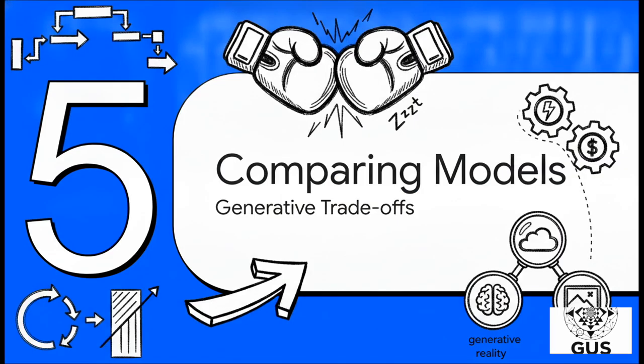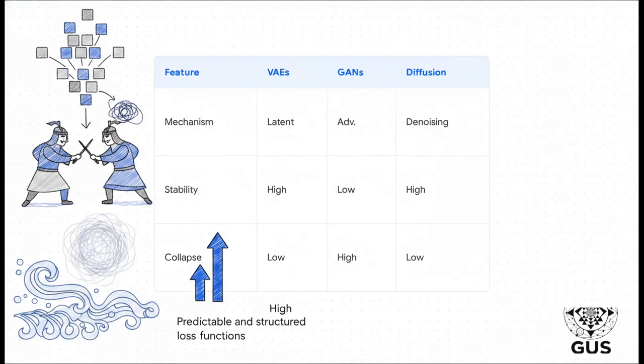Section 5. Comparing the models, trade-offs in generative mechanisms. We've mapped the three distinct paths, so let's put them head-to-head. Comparing these generative mechanisms in this table reveals exactly how they impact the learning process. Because of that intense adversarial competition we talked about, GANs suffer from famously low training stability and high mode collapse vulnerability, meaning they might just learn to output the exact same image over and over again just to trick the discriminator. VAEs and diffusion models, on the other hand, boast really high training stability and low mode collapse vulnerability, mainly because their loss functions are just much more predictable and structured.